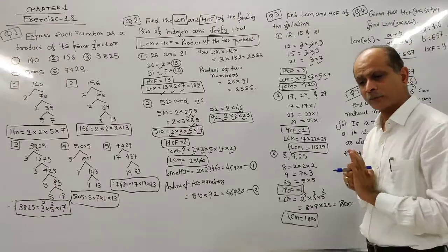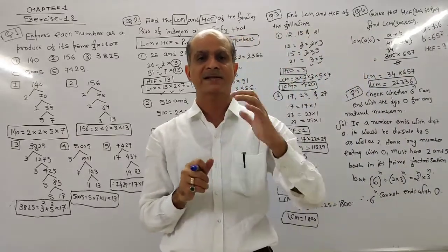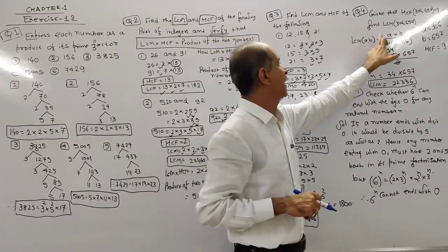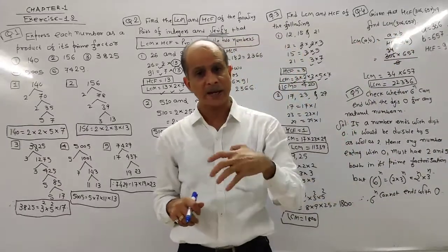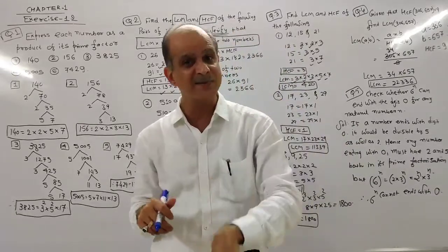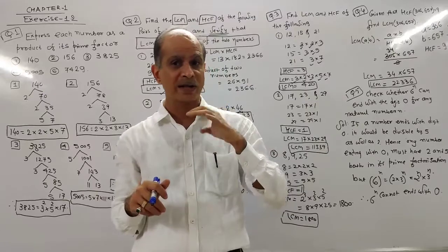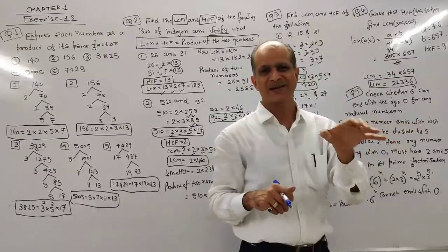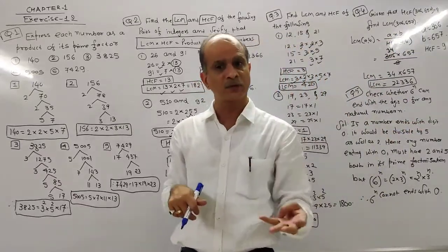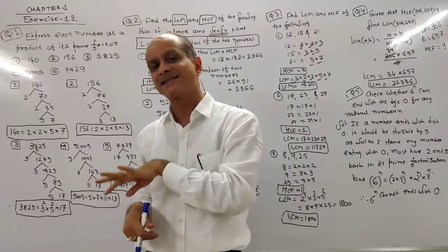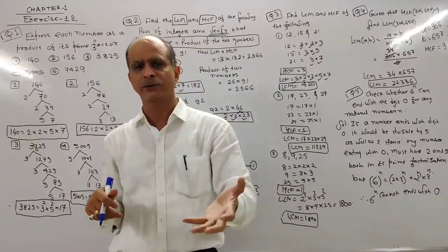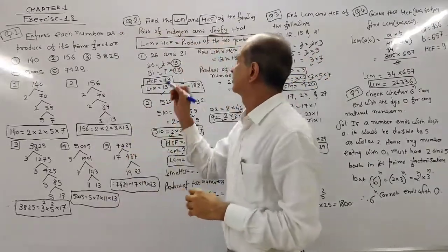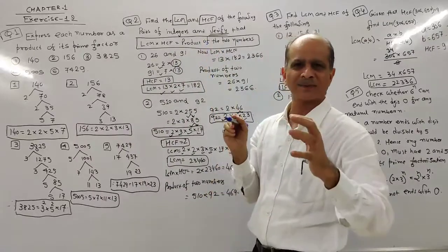So friends, when two numbers are given to you, and HCF is given to you, your formula is LCM is equal to A into B upon HCF. If A and B are given to you, LCM is given to you. When your question is to find out HCF, the formula of HCF of A and B is equal to A into B upon LCM of A and B. So out of these four things, A, B, HCF and LCM, three things are given to you, you can easily find out the fourth thing with the help of the formula LCM into HCF is equal to product of two numbers.